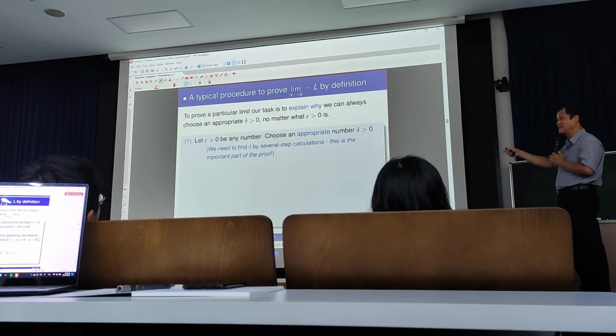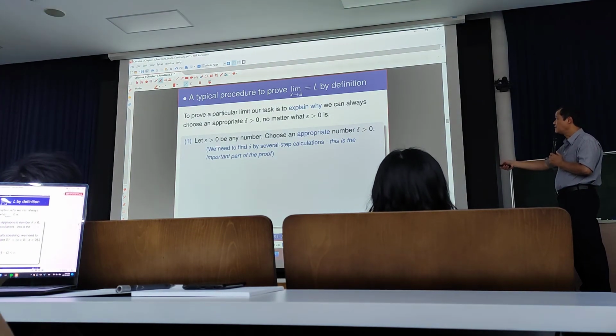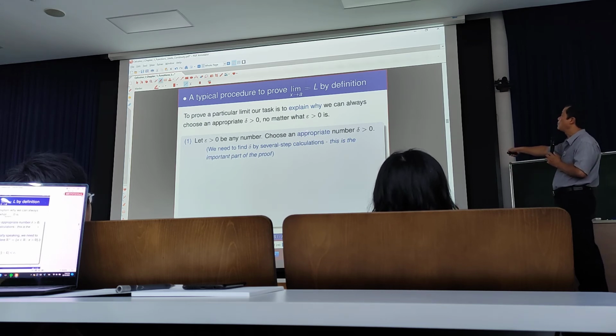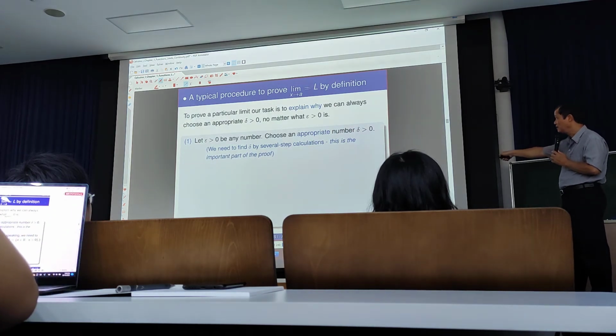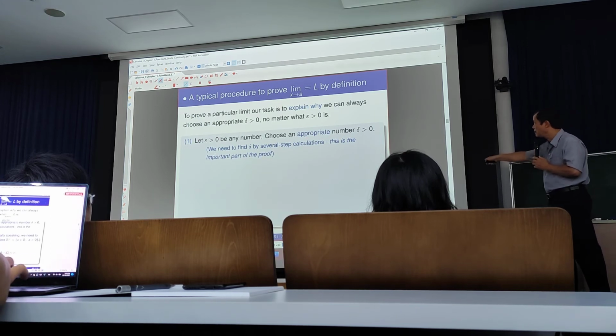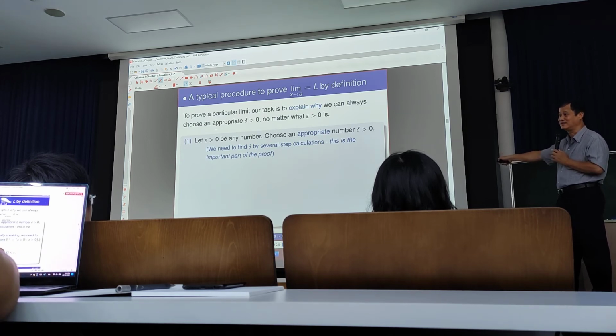Okay, so the most important is, next slide. First, the first player gives you epsilon positive. You don't know what it is, just a positive number. Your task is to choose an appropriate delta, that is, a number delta suitable for this epsilon. So you have to find delta, and it is very important and very difficult in some sense. The most important is this.